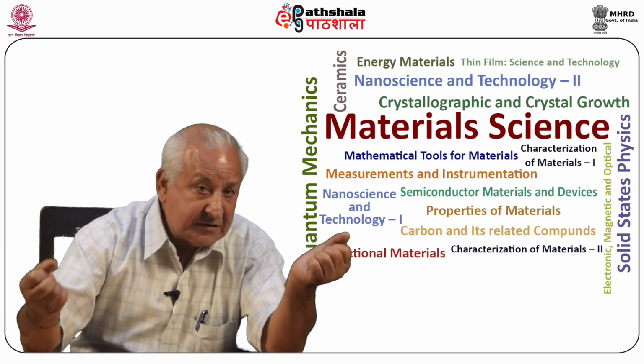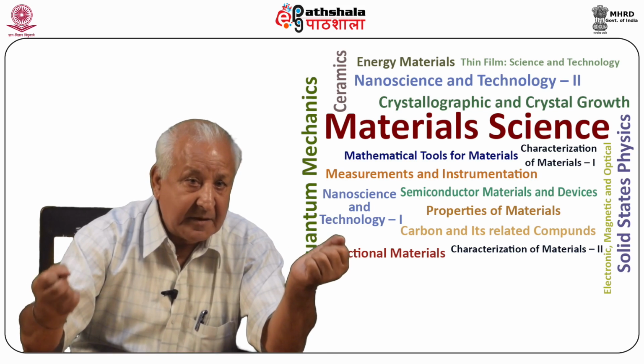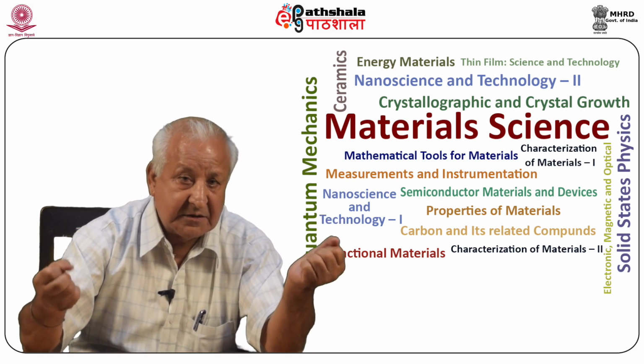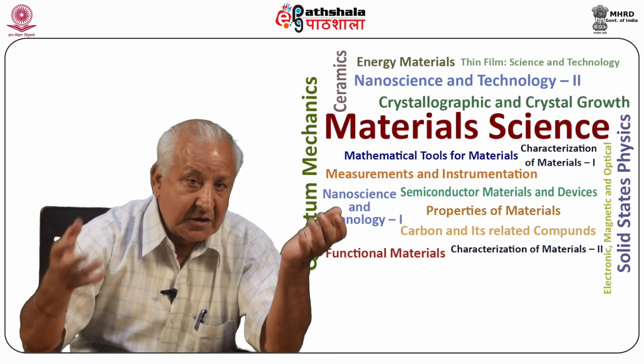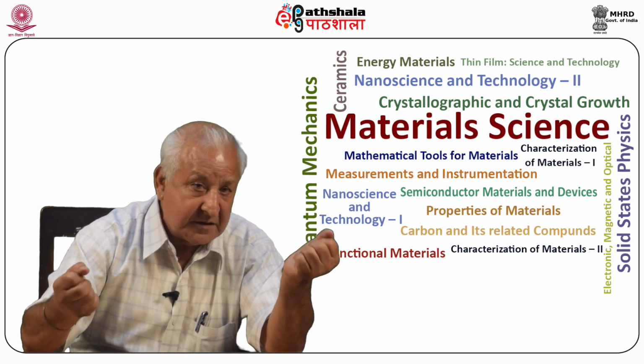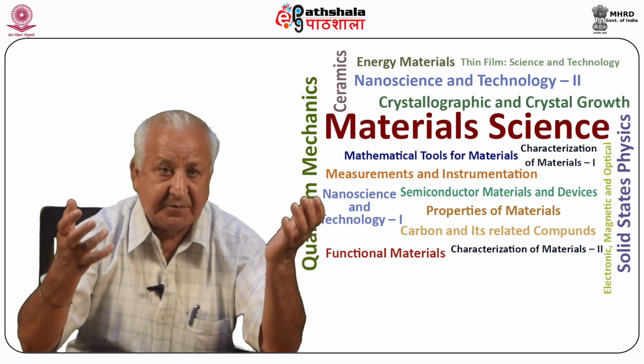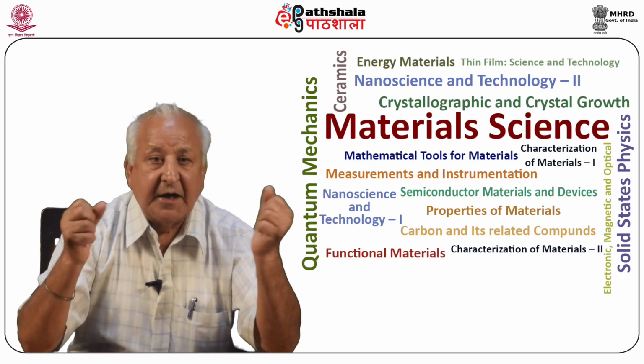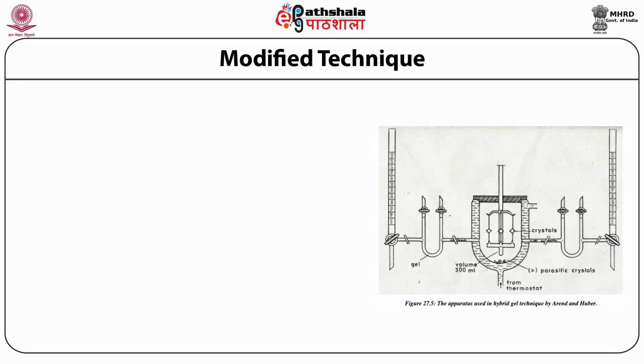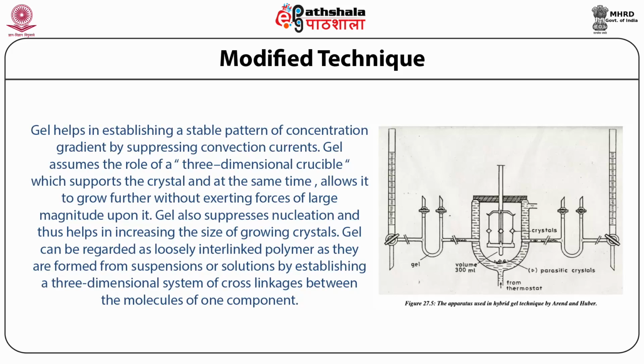The basic as well as modified techniques have been described by Henisch in his research articles and also in his book Crystals in Gels and Liesegang Rings, published by the Cambridge University Press in 1988. Figure 27.5 shows a schematic diagram of the apparatus used in the hybrid gel technique by Arendt and Huber. Gel helps in establishing a stable pattern of concentration gradient by suppressing convection currents.